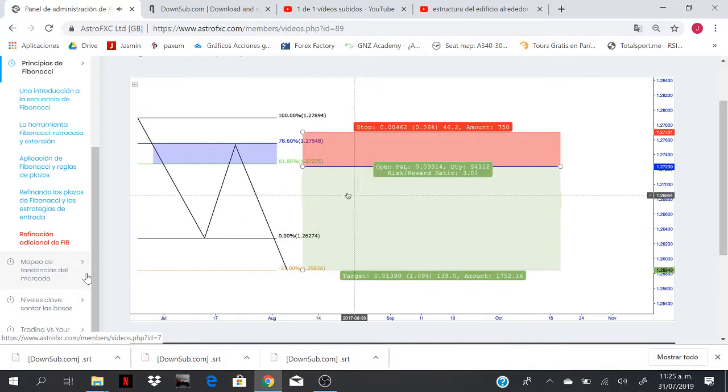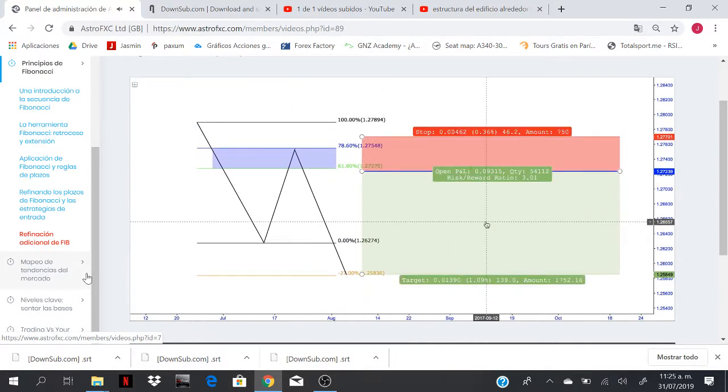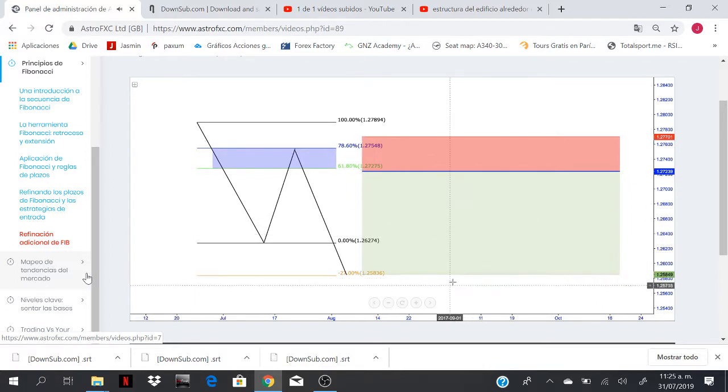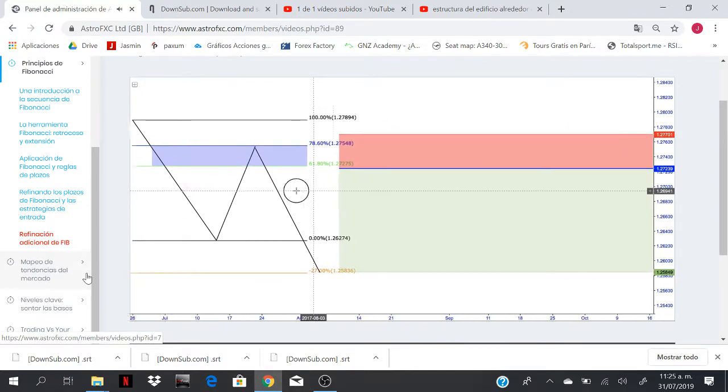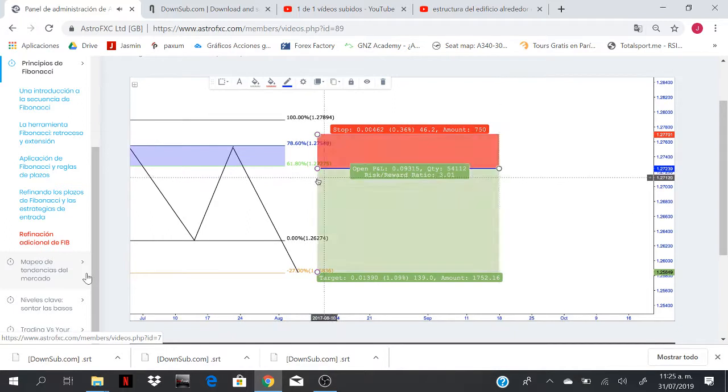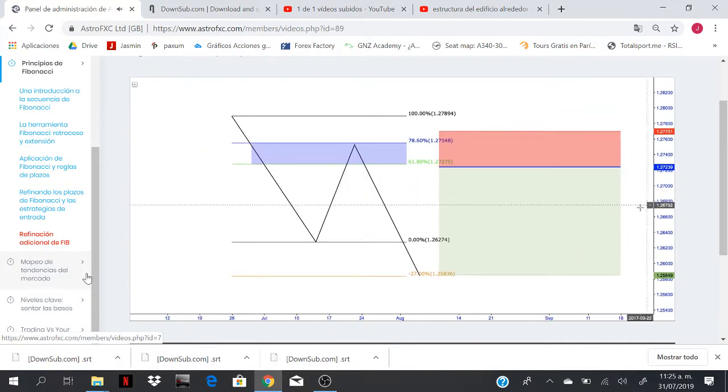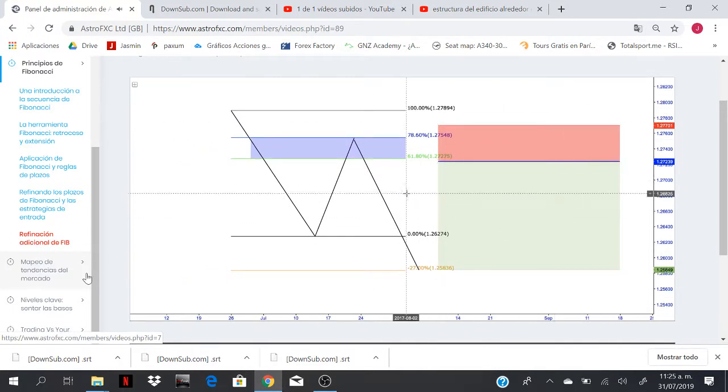So look at the risk reward on this. The risk reward ratio is 1 to 3. We are risking 46 pips for a grand total of 140 pips to round that off there. So stops on this are going to be generally relatively tight actually, especially if you are working on the 4-hour time frame. But this is how to refine the Fibonacci.